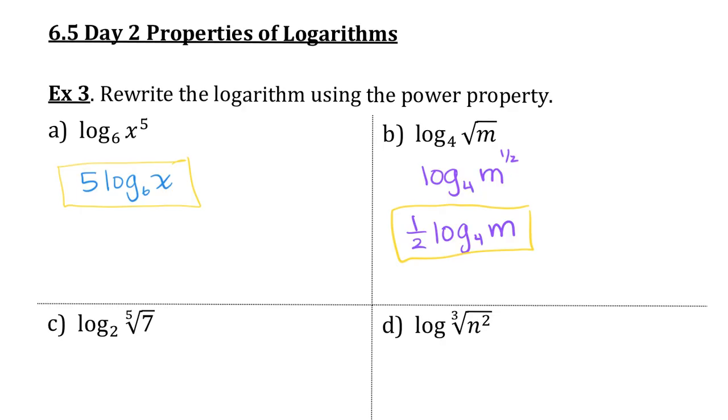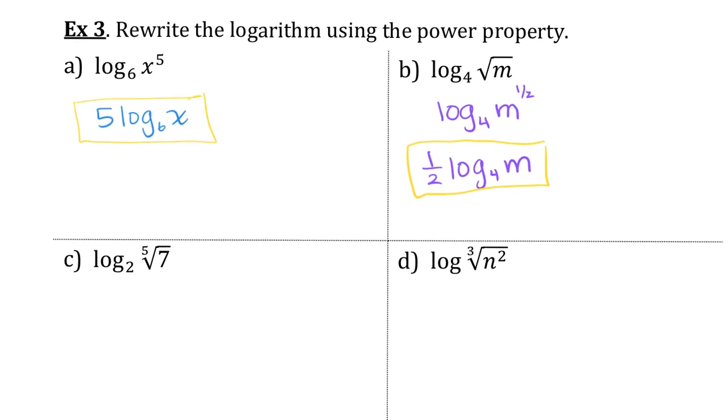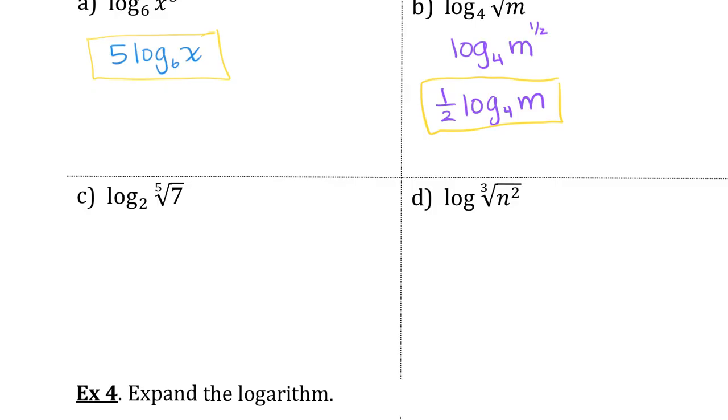Okay, let's look at C and try the same idea. I want to use the power property. It's a 5th root. It does not have an exponent currently, so I need to rewrite it with an exponent. If I'm doing a 5th root, the exponent is 1/5. Okay, now that I rewrote it as 7 to the 1/5, I can bring down the 1/5.